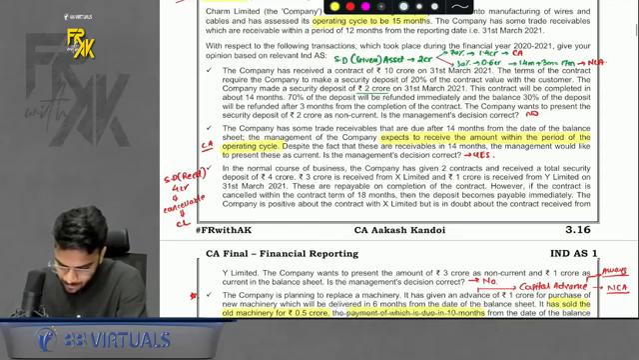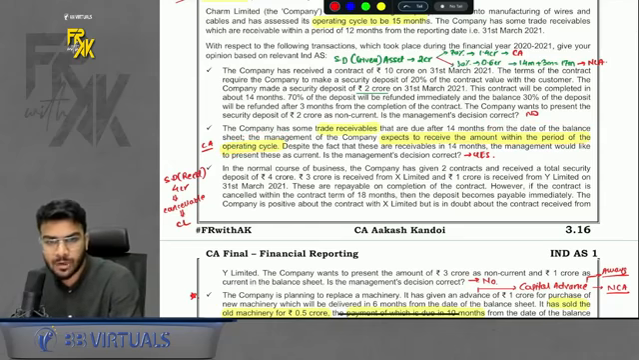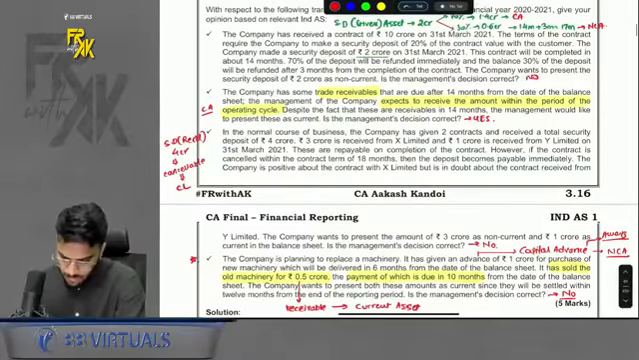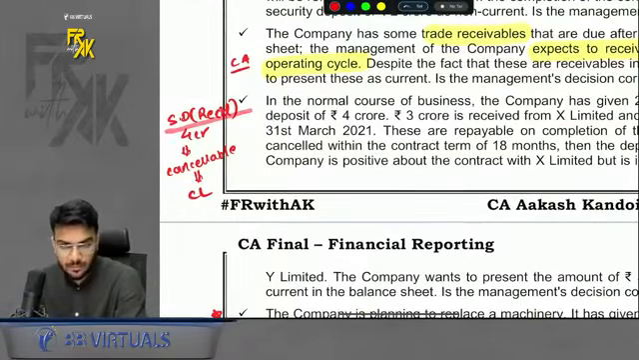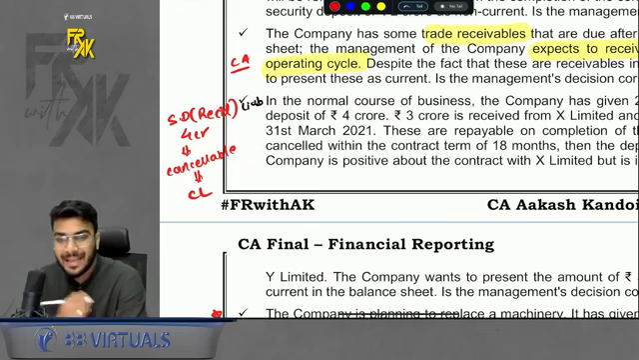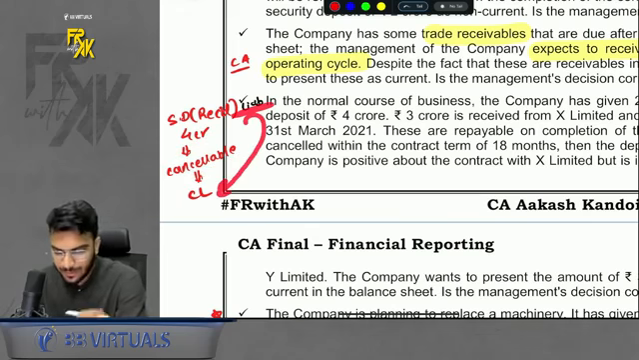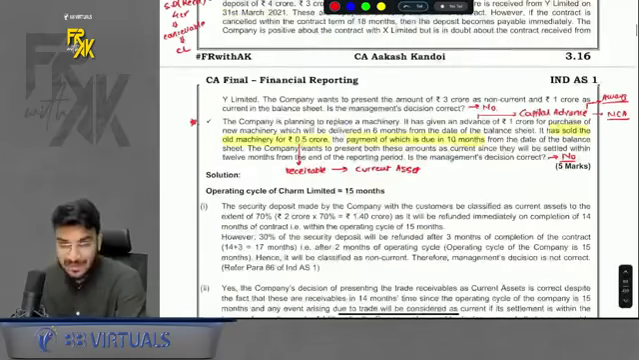Second point. There is a trade receivable which you expect to receive within the cycle, 14 months. So current. Third case, do you remember the third case I discussed with you? When you receive a deposit, like a liability for you, and if this deposit is cancelable, and on cancellation you have to give the refund immediately, then the full liability will be current, irrespective of any other conditions. We discussed this specially.